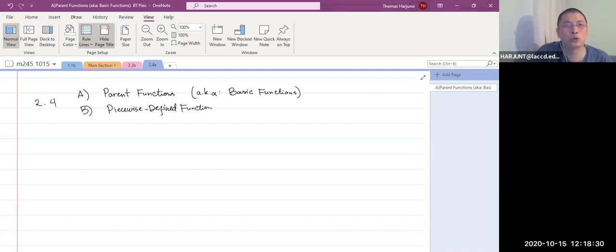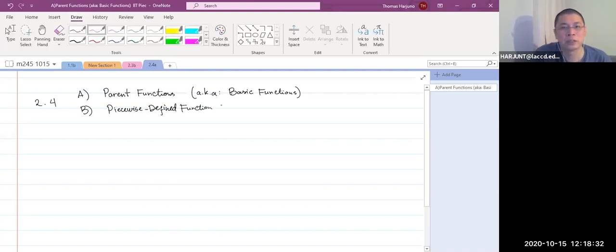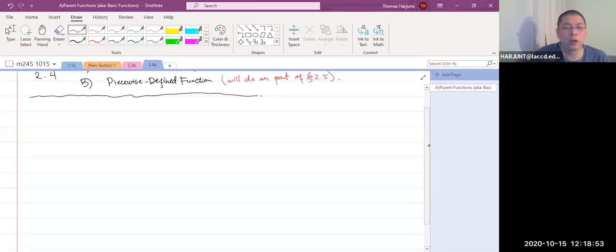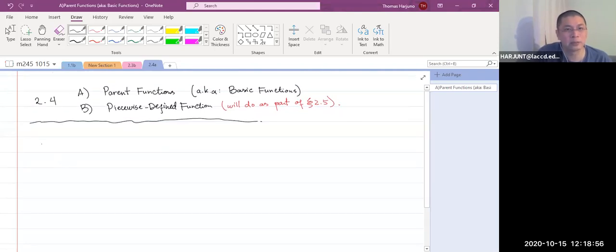I will go over this as part of 2.5. So what we'll do here is only the parent functions, or basic functions. Basic functions, I need you to memorize.